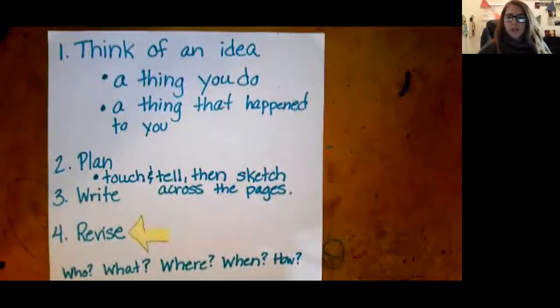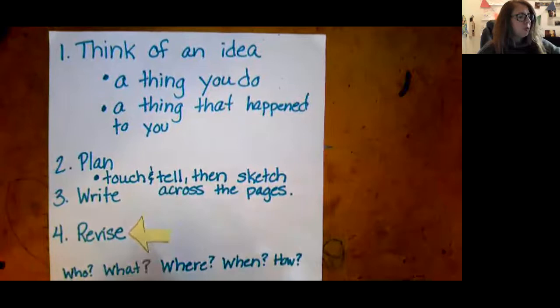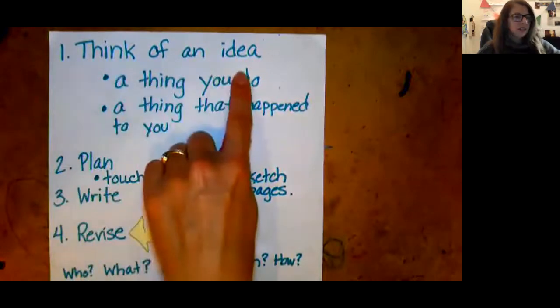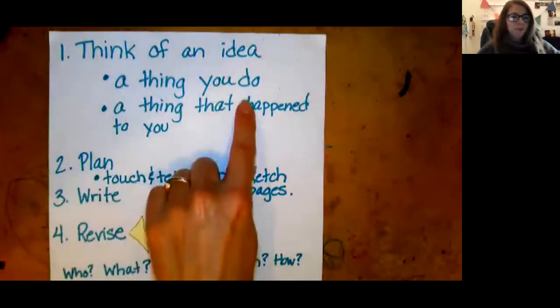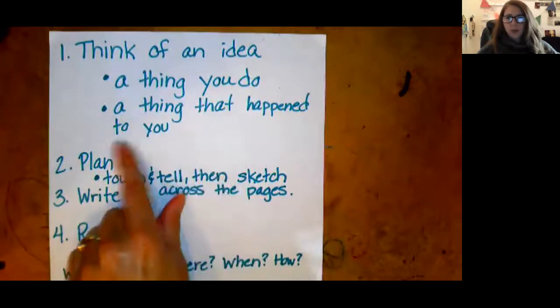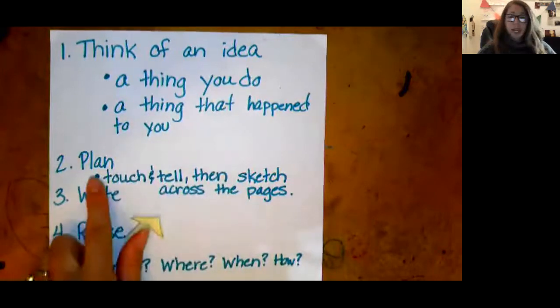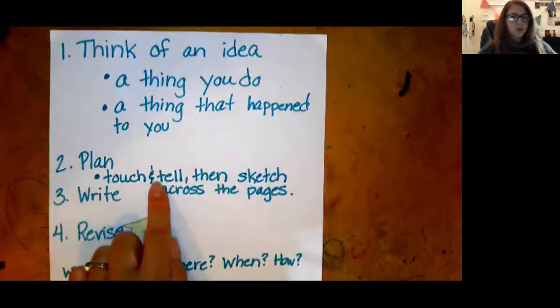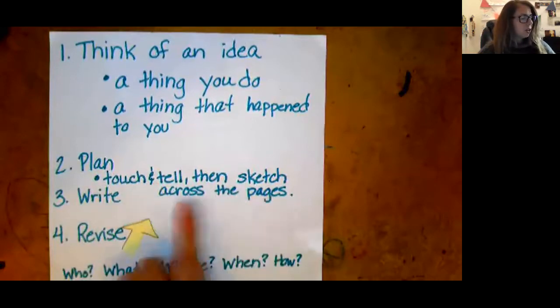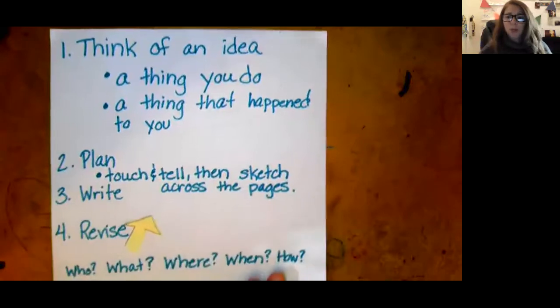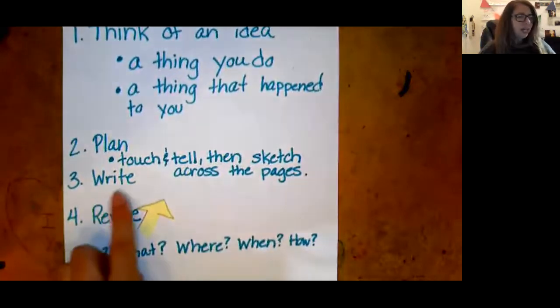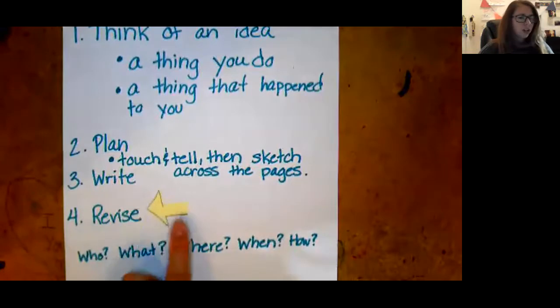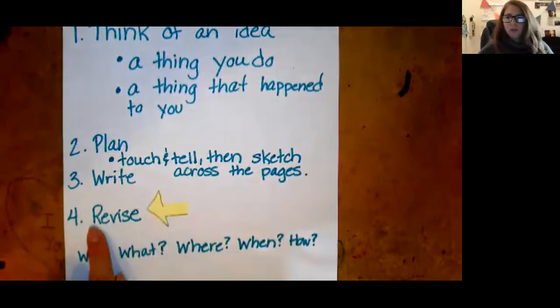So when we're writing narrative stories or stories about our lives, first we want to think of an idea, a thing that you do, or a thing that happened to you. And we're going to plan our story by touch and telling our story across the pages, 3 or more pages. And then we're going to sketch across the pages so we remember what we want to say. Then we write. And today I want to talk to you about a new thing, revision.